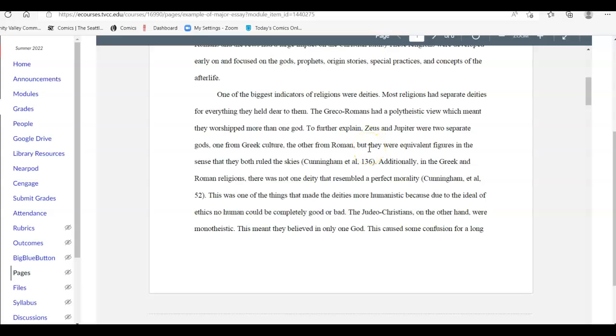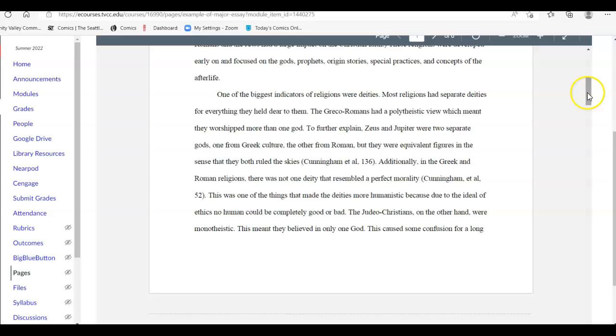Any information you take from a source, whether it's quoted directly or paraphrased, must be cited. So here's a parenthetical citation. Parentheses, Cunningham et al., page number 136, close parentheses and period. The period will go after the citation. And so you have that one.